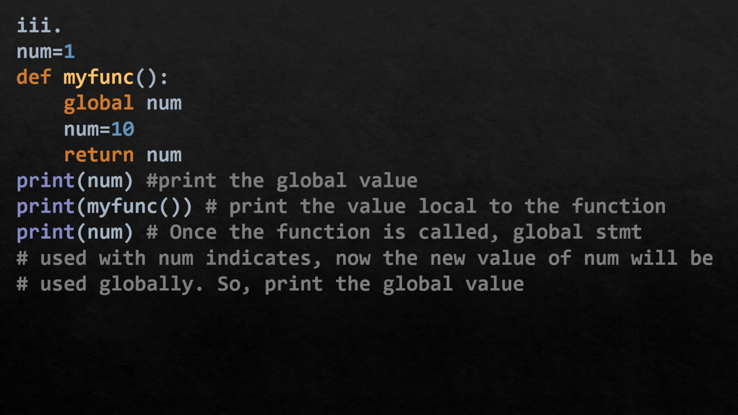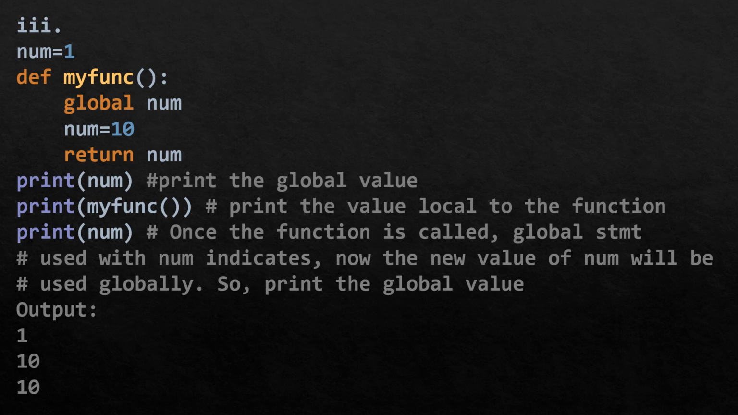The first print num will print the global value of num, that is 1. The second time, when the function is called within the print statement, it will print the local value of num which is local to the function. That means the value is 10. Now the third time when print num is called, once the function is called, the global statement used with num indicates that the new value of num will be used globally. So this time num equal to 10 becomes global.